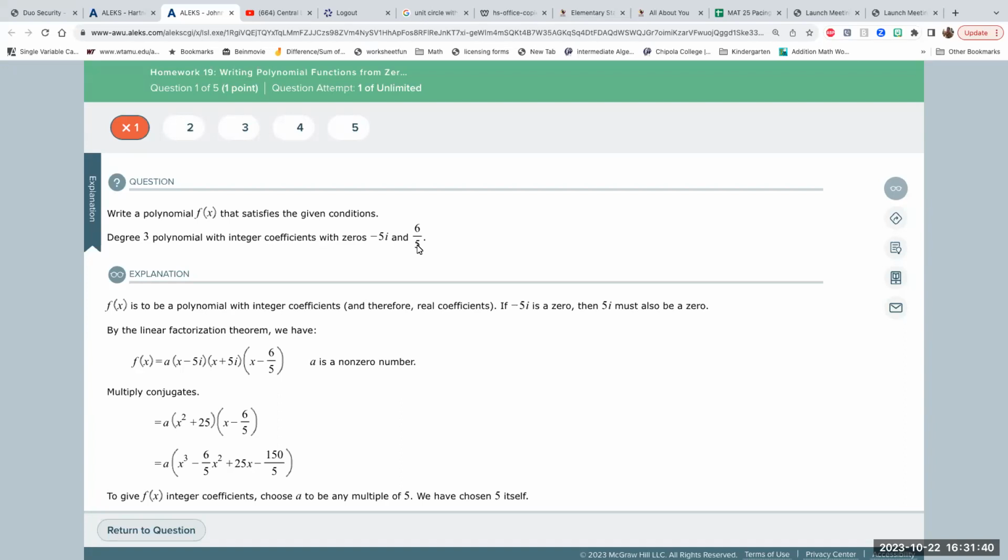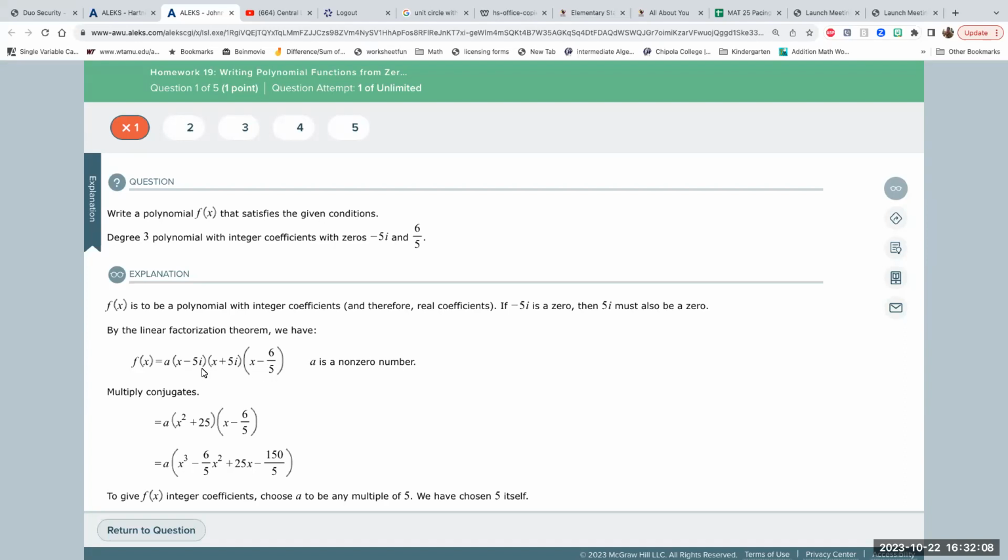So what you're going to do is change the sign to all these, and write them as factors. For the 5i, you write it as x minus 5i. For this negative 5i, you're going to write the factor as x plus 5i. And for the 6/5, you're going to write the factor as x minus 6/5. So again, you always change the signs when you're writing them as a factor.